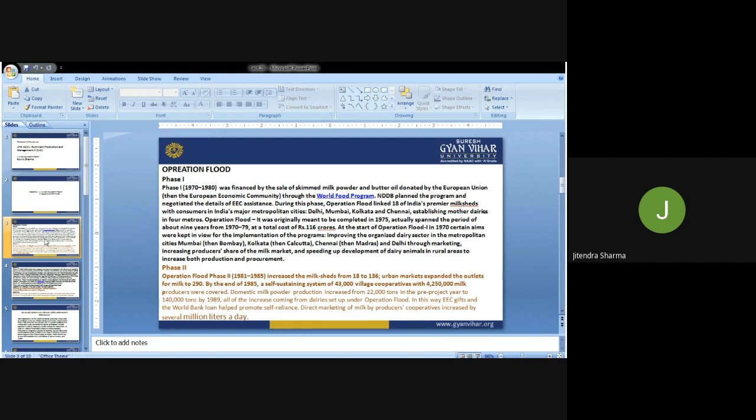Before going to the discussion, because there are three phases that were carried out in our country, but before going to the discussion on Operation Flood, I just want to talk about the initial, introductory part of this Operation Flood.